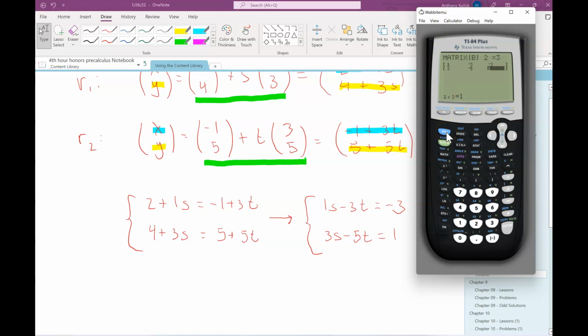Once I've entered in my matrix, I'm going to exit back out to the main screen and then go back into my matrix menu. This time I'm going to go to the Math tab. From the Math tab, I'm going to select the command RREF near the bottom. That stands for row-reduced echelon form. Make sure you pick RREF and not REF. There is a big difference.